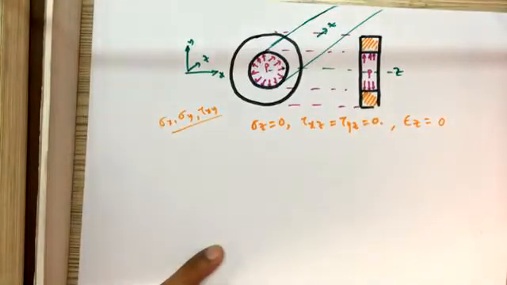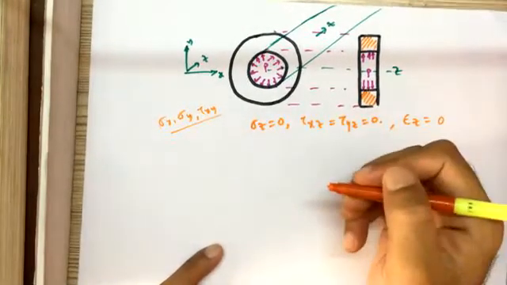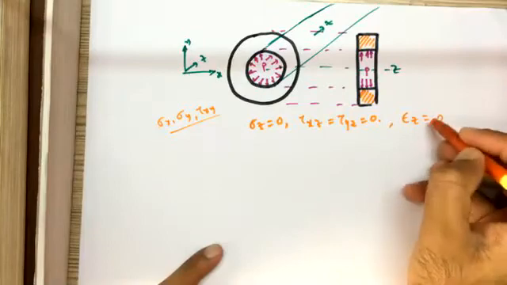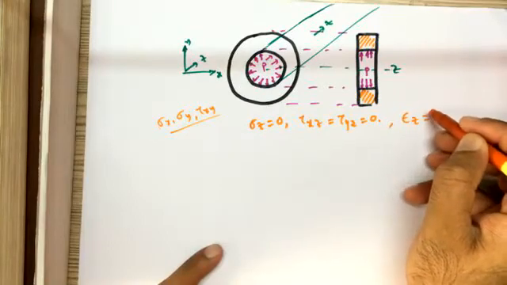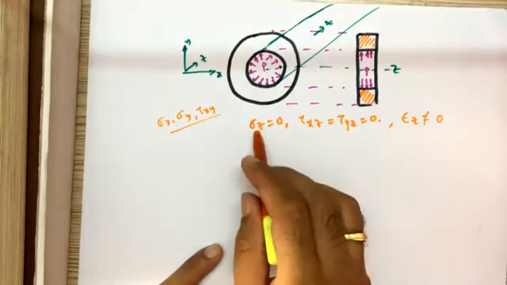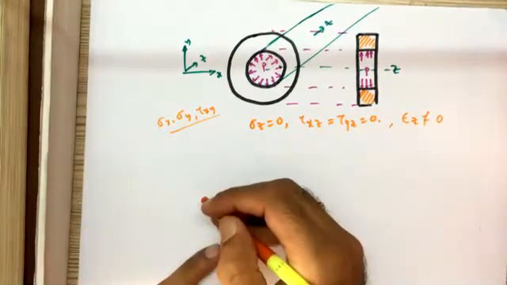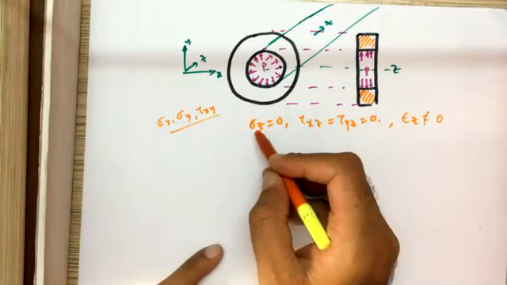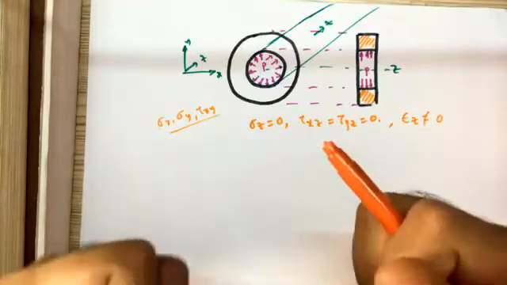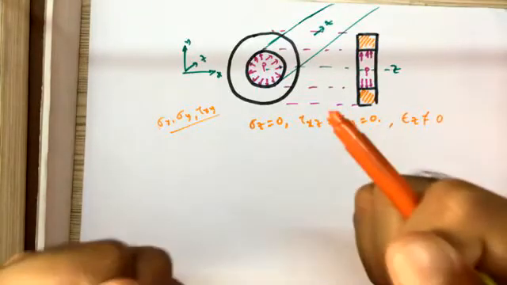So you cannot actually consider epsilon z to be 0. Why? Because of this loading. In the previous class we were talking about that. Even though we applied stress only in the x direction, there will be strains. Strain will be developed in the x direction as well as in y and z.